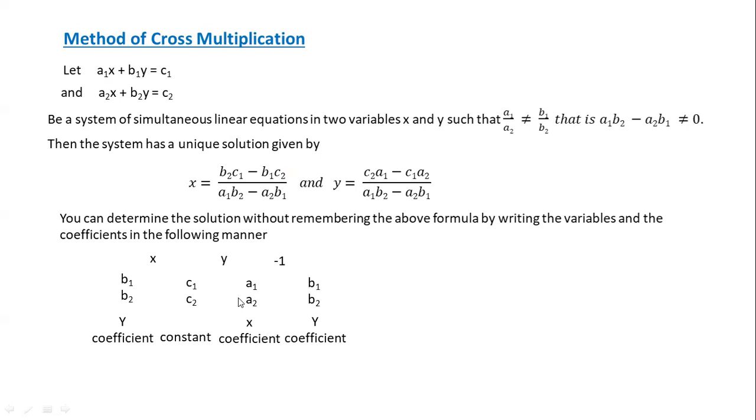Okay. Then, to write this formula, what you should do, first multiply this with this. Let us write this first. First this. And then minus this. First this, minus this.